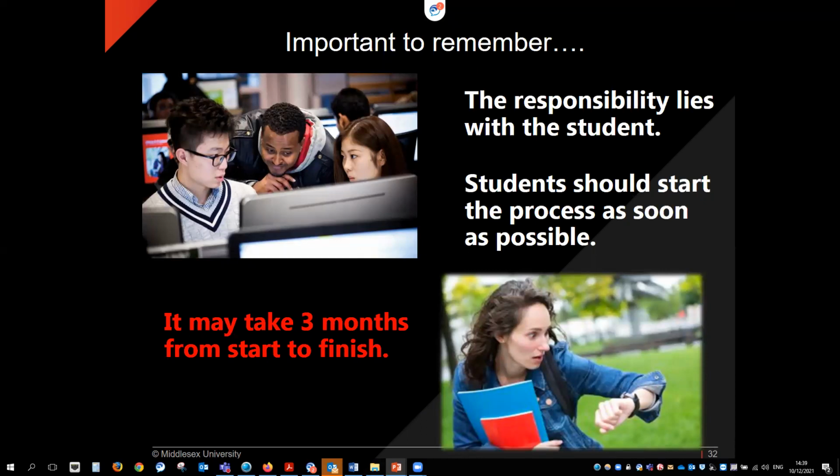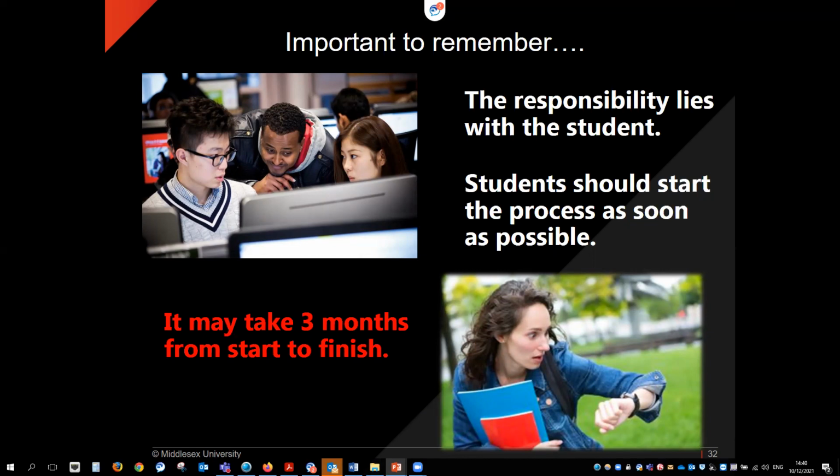We do send them chaser emails at different stages, but of course the student has to come to us and say, I need support with this process. It's important to know that it can take up to 3 months or sometimes longer to get approval from application to actually approval. So it is good for the student to start as early as possible.